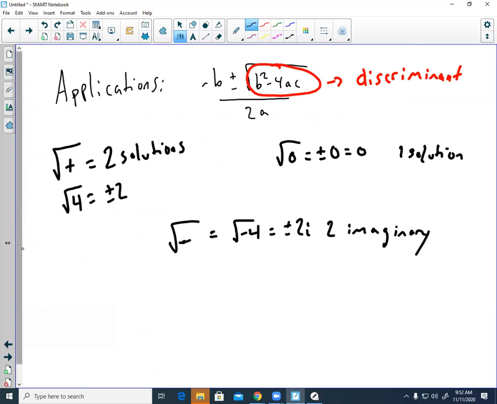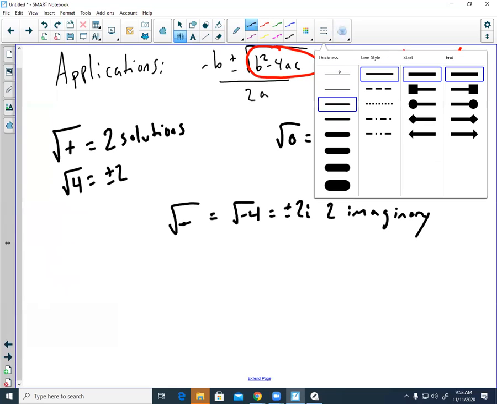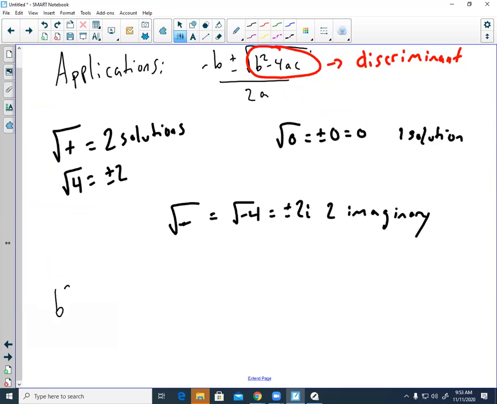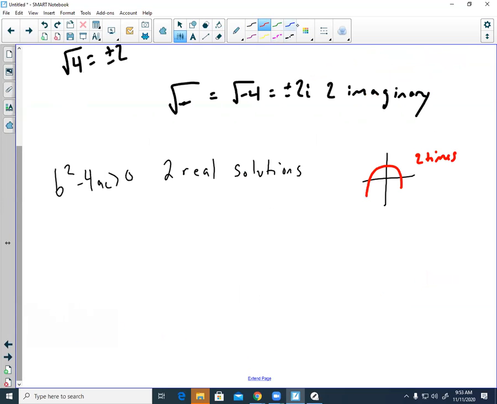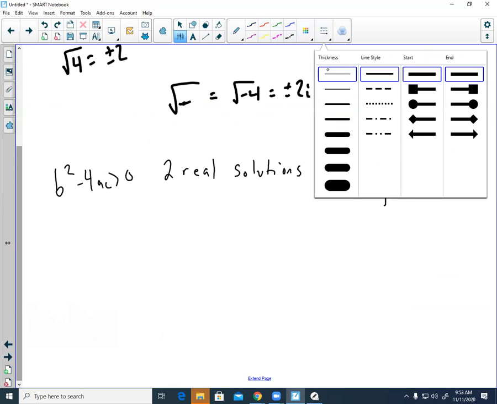Okay? So if b squared minus 4ac is positive, bigger than 0, we are going to have two real solutions. Which means that if you have a graph, the graph, no matter what, is going to cross the x-axis 2 times. If you have a b squared minus 4ac that is bigger than 0, it is going to cross that axis twice. Okay? The next one is when we have b squared minus 4ac equal to 0.